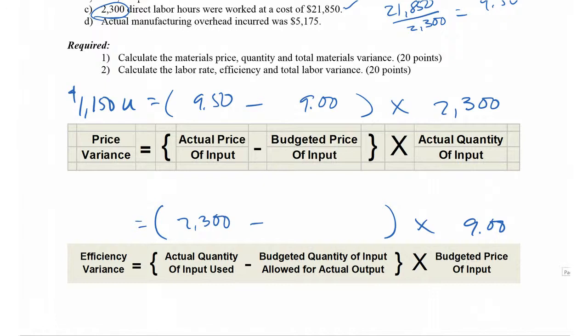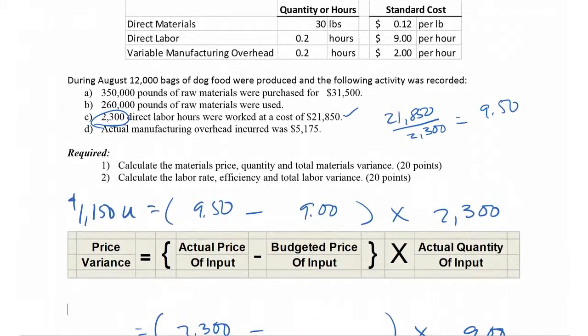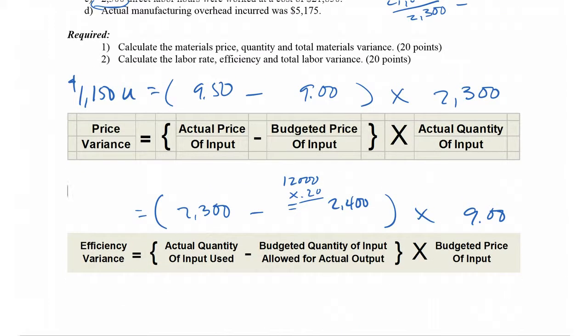But how many hours should we have used to make 12,000 bags of dog food? Well, 12,000 bags, and at a standard, we should have used 0.2 hours time for each bag. So 12,000 times 0.2 means we should have used 24,000 hours. We only used 23,000, so that's an efficiency variance, right? And that's a favorable variance. We were more efficient than we thought we were going to be. So the difference between that is 100 hours times the $9 gives us a $900 favorable variance.